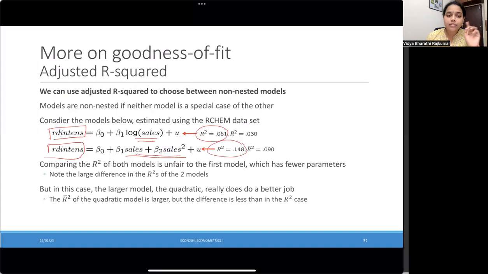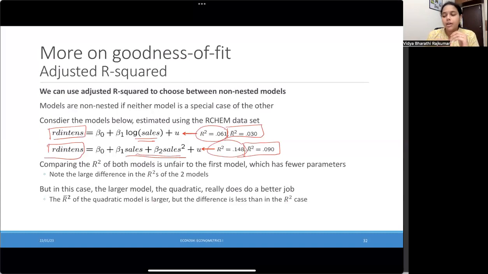So instead of doing that, we can look at the R bar square, which accounts for this addition of regressors. And if we look at that, we have the same conclusion again. R bar square in the second case is better, telling us that the second model explains a greater part of the variation in y. And even though you have accounted for the additional regressors, the quadratic model still does a better job. So we could use R bar square in such cases.